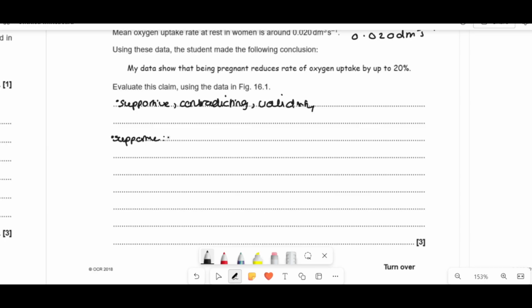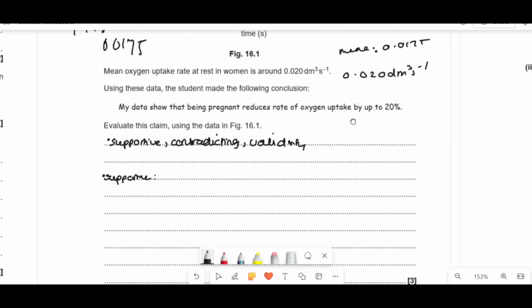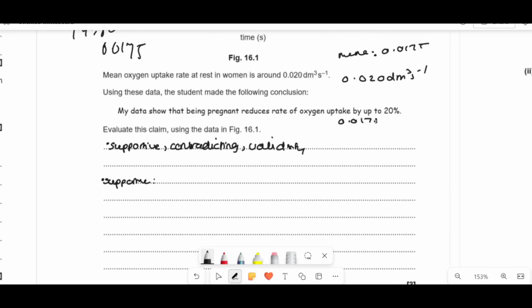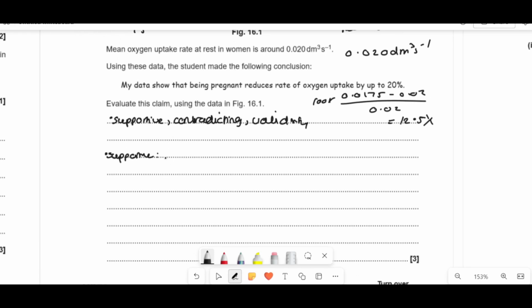So here, the supporting claim is, well, let's have a look at what they're saying. It reduces it by 20%. So if I calculate mine, it's going to be 0.0175 minus 0.02, or the other way around really, because that's going to be a negative number, but it doesn't matter, 0.02. If I do that and then do 100 times that, I should get 12.5%. So they're saying it's by up to that, so supportive. In this case, the decrease was 12.5%, which fits them, right? So therefore, they may be correct.